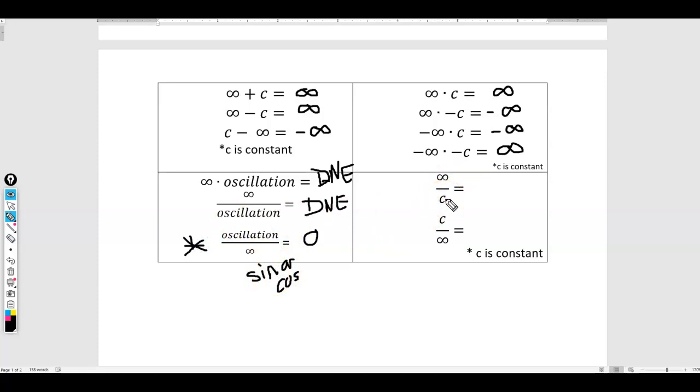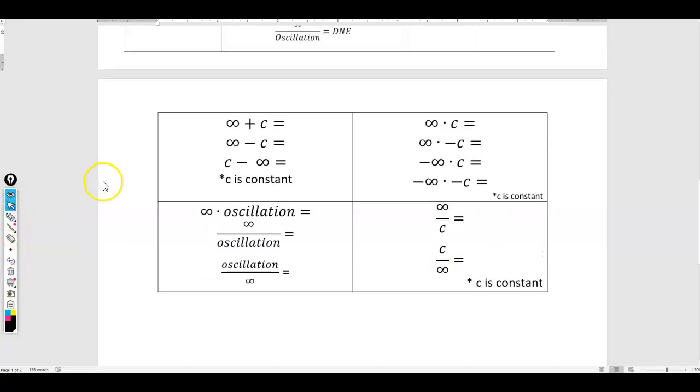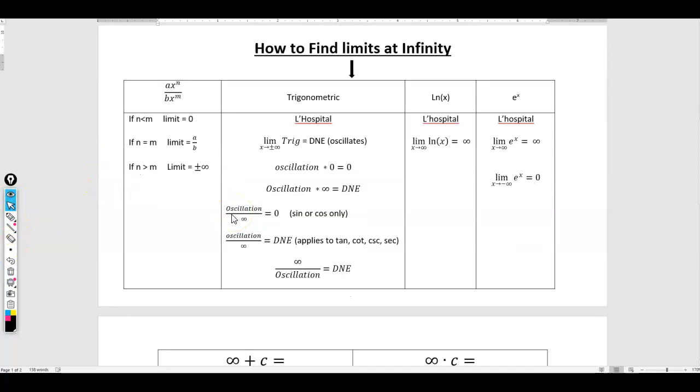Infinity divided by a number, still infinity. But a number divided by infinity is 0. Think about it. If you take a number and you divide it by a huge number, the outcome is very small. And the bigger this number becomes, the smaller it gets, so it approaches 0. All right. So, keeping all that fun stuff in mind, that's limits at infinity.